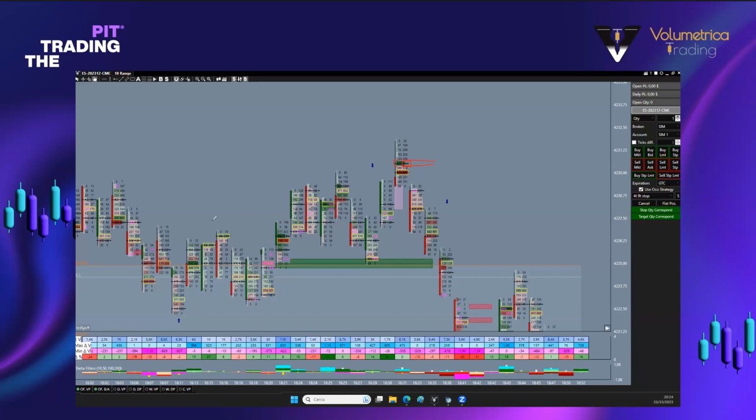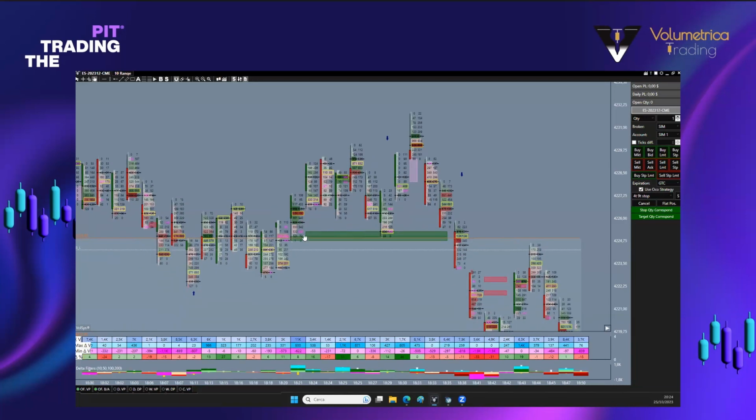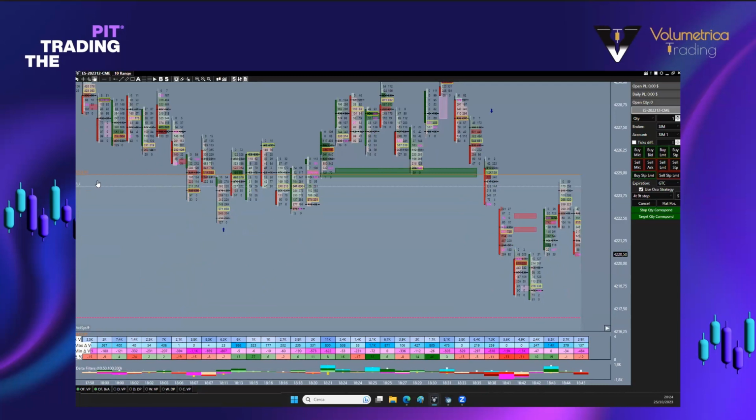Of course, the exact same analysis applies to red levels. Red levels show dominance of sellers. The darker it is, the stronger the delta in dominance of sellers. This is one of the two key aspects of footprint analysis. What's the second one? The diagonal delta.